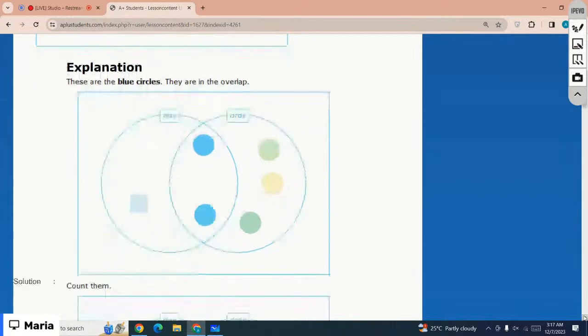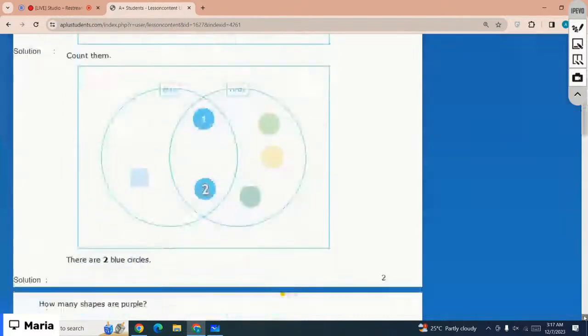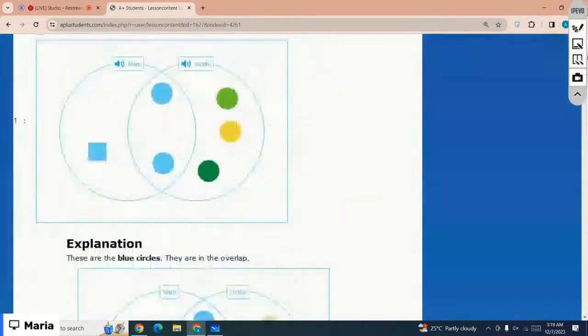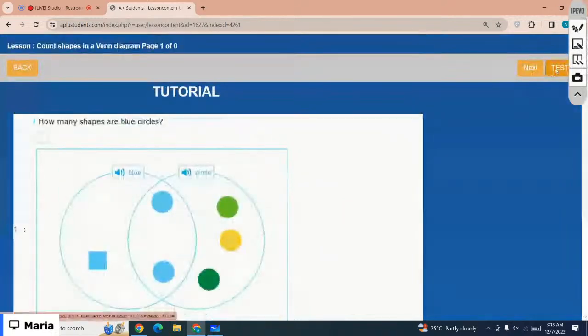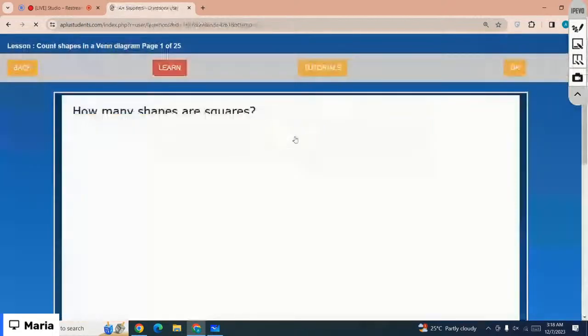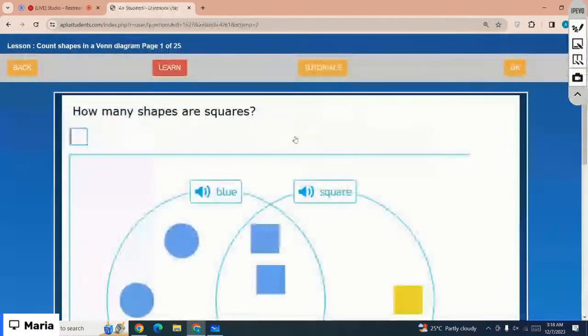Yes, you can ask questions. Let's just start with the test question. Yes, Samuel, if you have any question, please ask. Okay, how many shapes are squares? Okay, if you already did, you can go to the next lesson. Start doing the next lesson. If you need more help with the lesson, you can contact me on Skype, right?